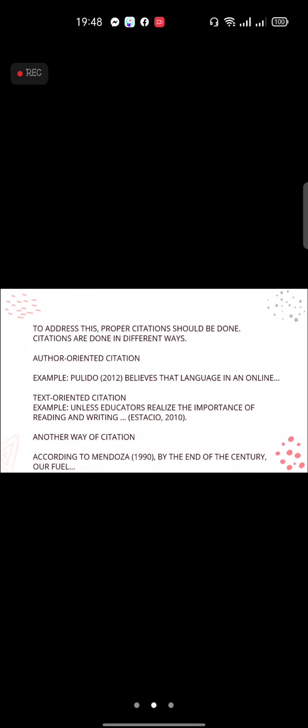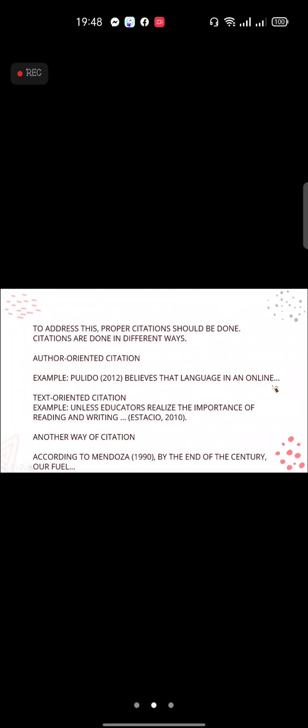So to address this, proper citation should be done, and we have three ways to cite references. We have the author-oriented, we have the text-oriented, and there are a lot of different ways pa. Pero ito lang, another way of citation. So when we say author-oriented, mauna yung apelido nung taong yun. So pulido, open parenthesis, the year, kailan niya sinabi or kailan niya nagawa yun, close parenthesis, then ano yung sinabi niya.